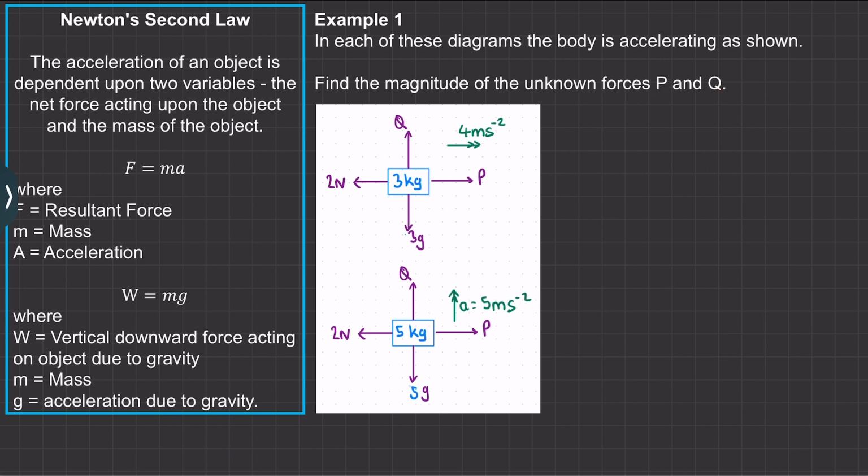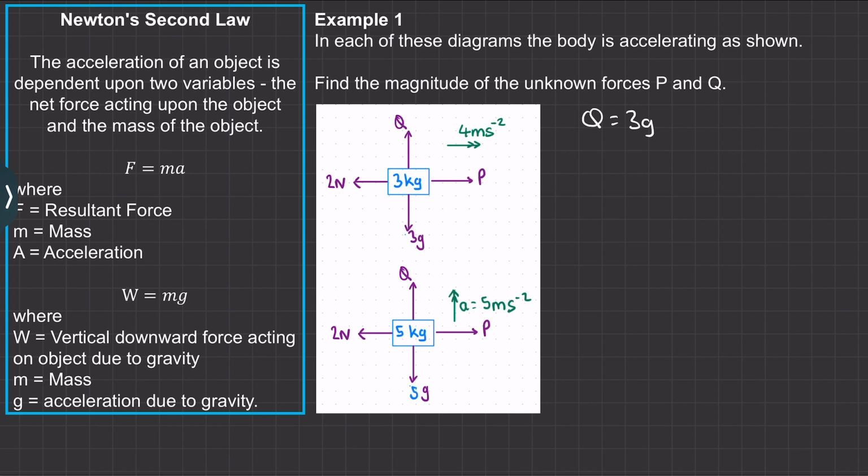So in question 1, we've been told that the particle of the object is moving to the right, and it's accelerating to the right by 4 meters per second squared. So because we're only told it's moving to the right, it will have no vertical acceleration, which means the Q and the weight must cancel each other out. So this means that Q must be equal to the weight. So we can say that Q is equal to 3G.